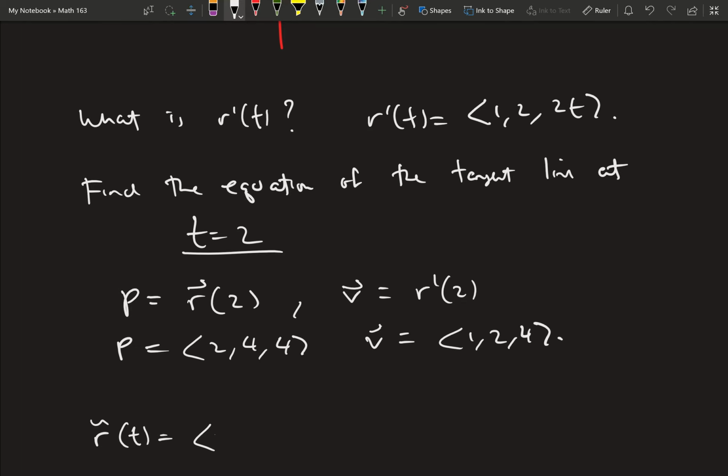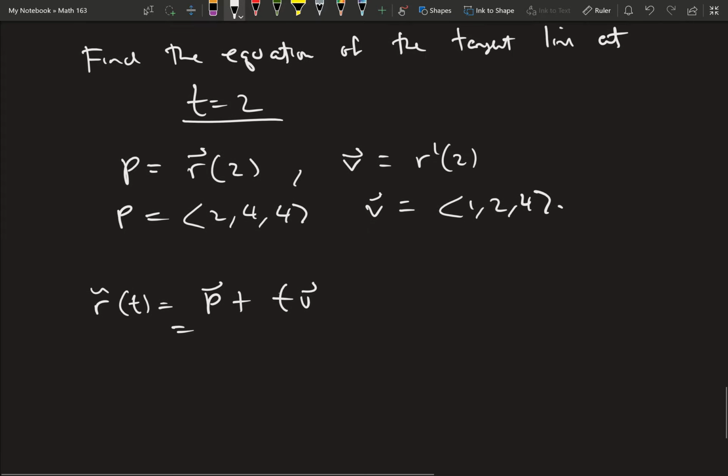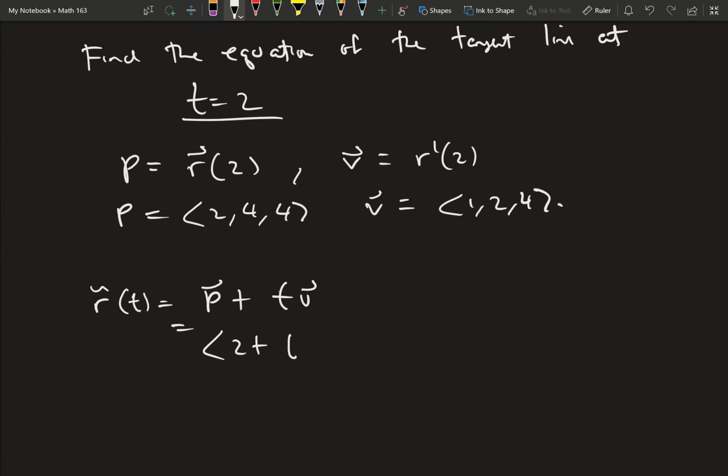what's it going to be? So let me write it this way. It's going to be p plus tv, which when we add it all up, we're going to get 2 plus t, 4 plus 2t, and 4 plus 4t. And that's the equation of the tangent line.